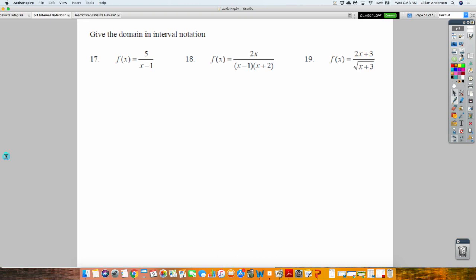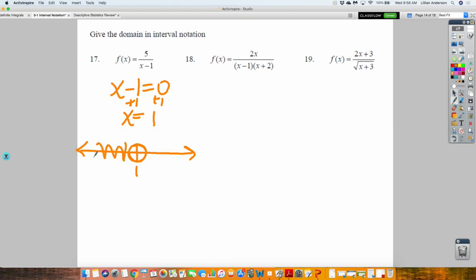Is this going to be that first stipulation about the denominator or the second stipulation about the radical? The denominator. I have to set the denominator equal to 0, because the domain is going to be every other number except the number that makes the denominator 0. How do I solve this? Add 1. So x equals 1. The domain is every other number except 1. 1 makes this undefined.